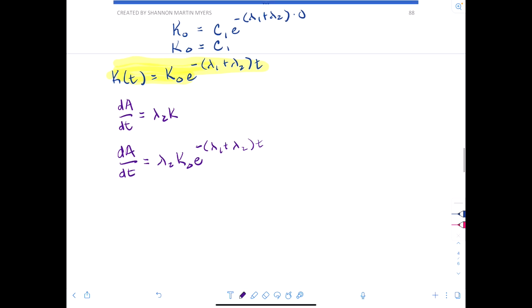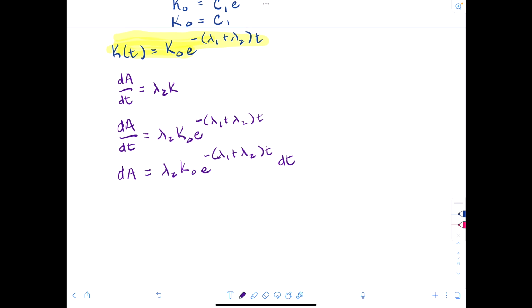Now this is separable, right? So I'm going to have dA on the left side because there are no terms with A in it, so we don't have to get fancy. And that's equal to lambda 2 times K0 e to the negative lambda 1 plus lambda 2 times t dt.